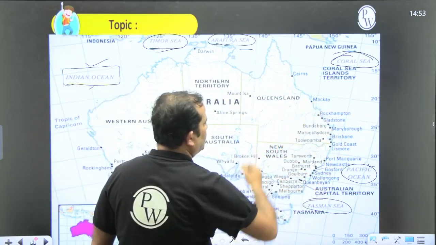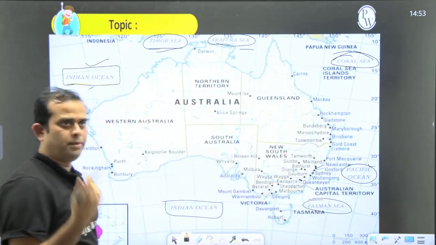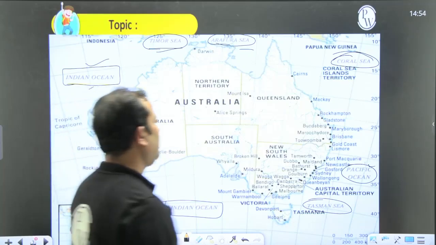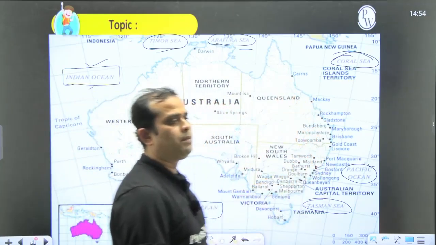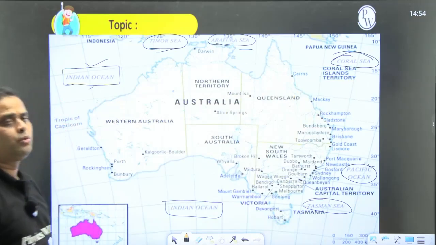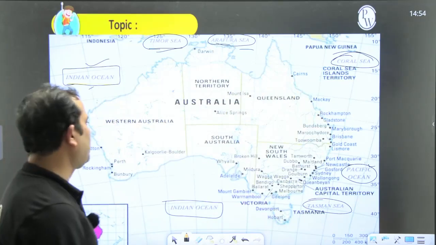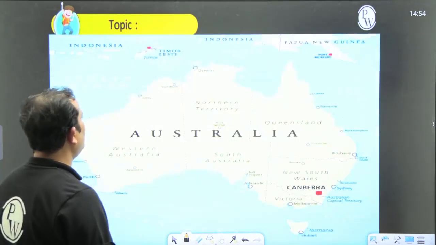These are the main clusters of Australia, located here. I'll come back to this particular figure, diagram, again. Particularly these are the main locations of Australia. The population of Australia is near about 2.5 crore. Let's know more about Australia.